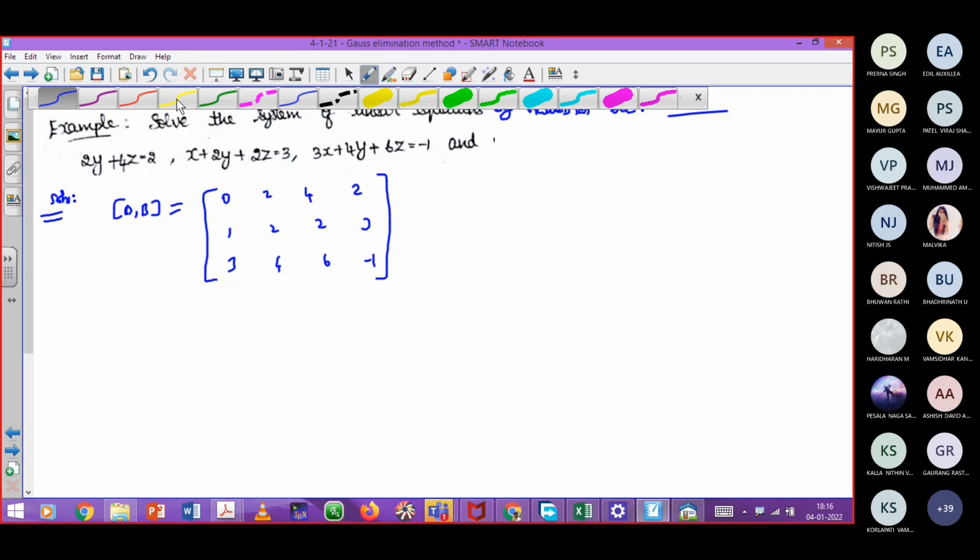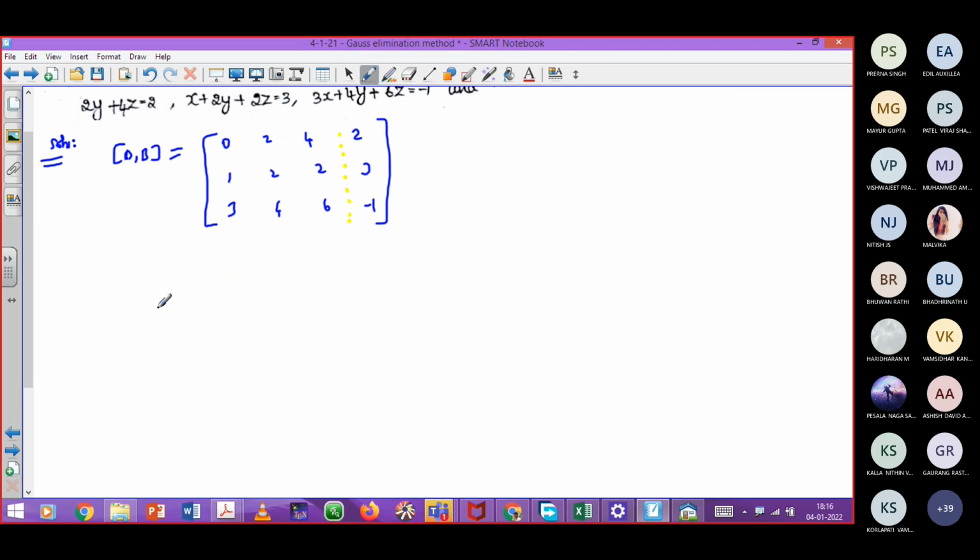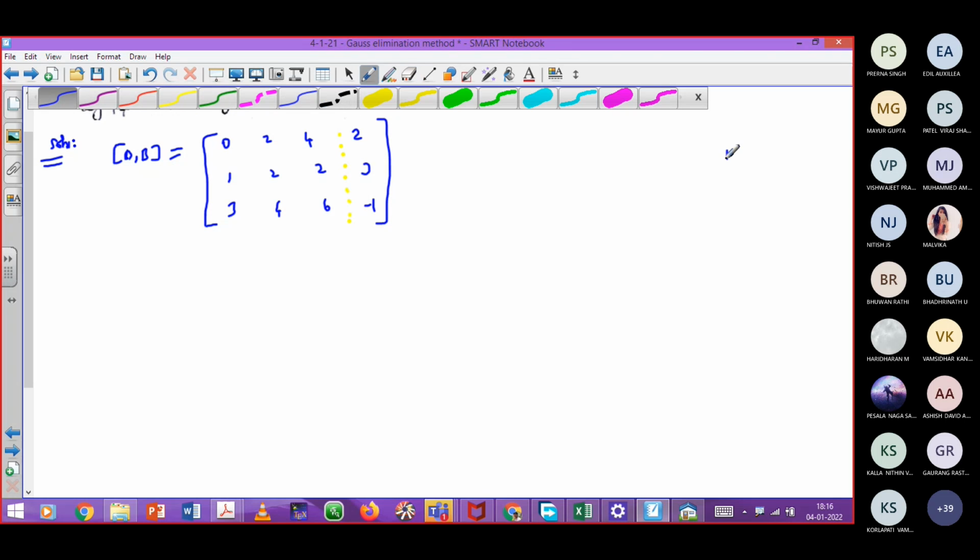Here it is simply split: up to this 3 by 3 is your A matrix, and 2, 3, minus 1, that 3 cross 1 matrix, is actually your B matrix. So I have written it in the form of a joint matrix, that is the augmented matrix. After this step, note that your task is to convert it into the echelon form, that means reduced row echelon form.